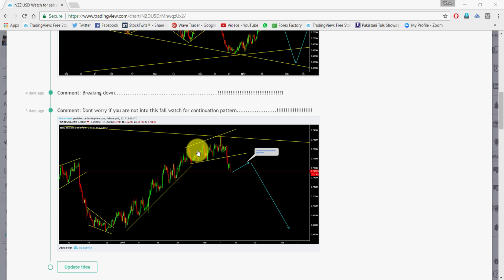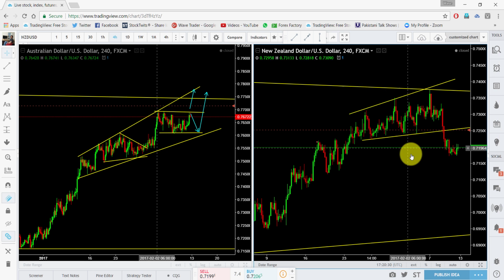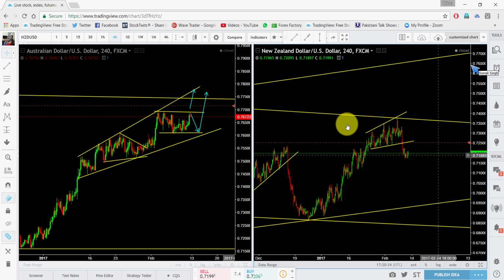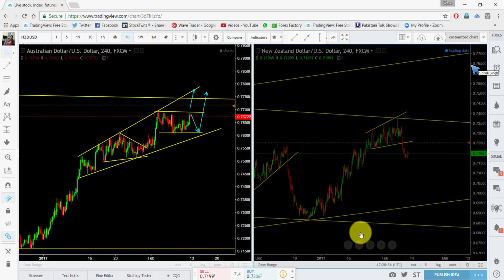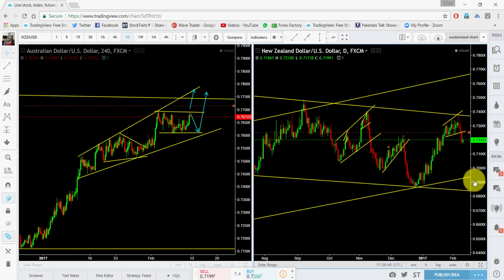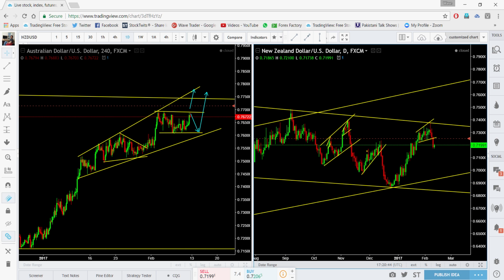Here it formed that pattern, slightly just above, and then broke down with an aggressive impulse. Okay, so the move on New Zealand dollar, you guys can see that was corrective. That is the reason I was anticipating that price is going to break down, not continue. You can see that this wave was corrective. Okay, so it broke down with a strong impulse.